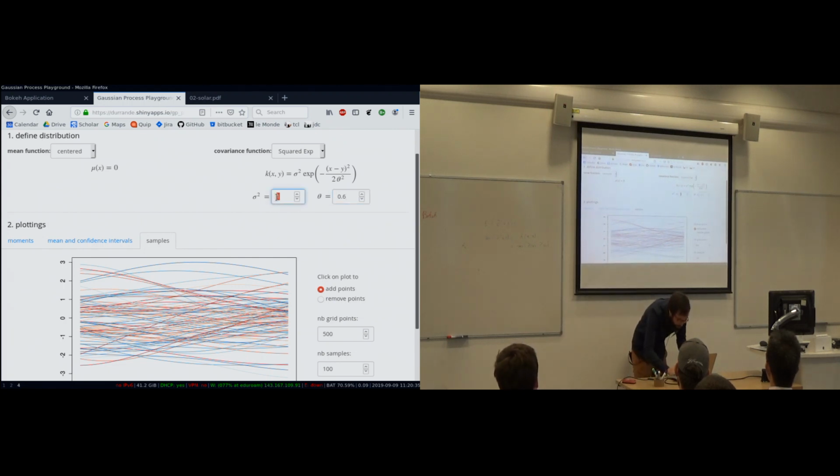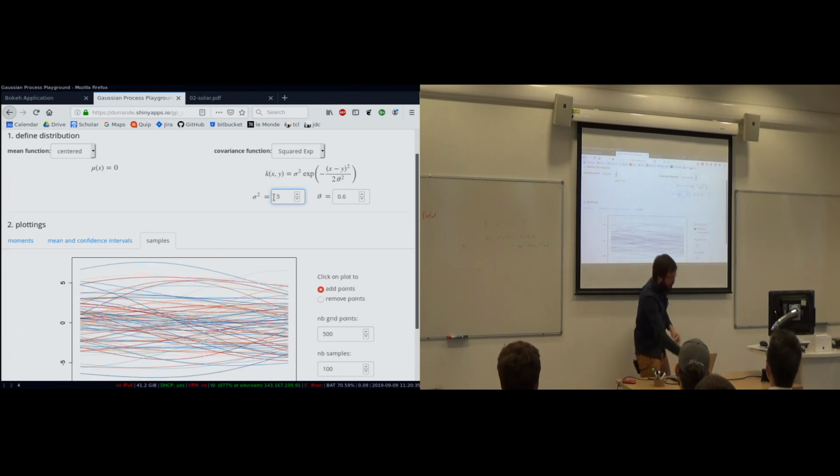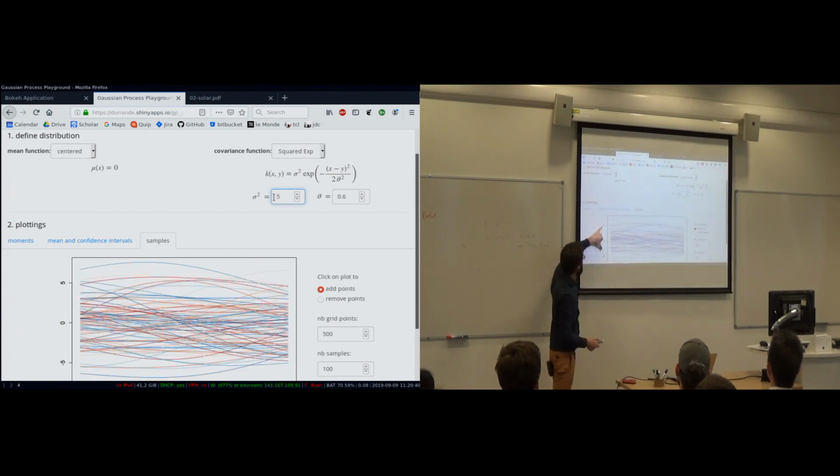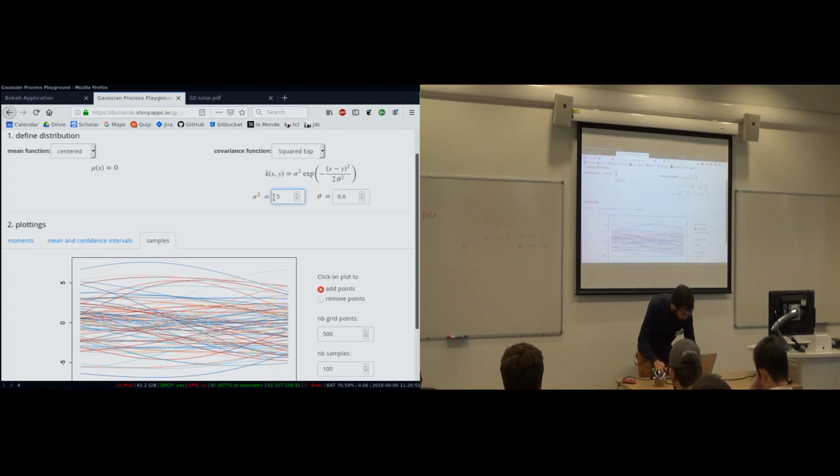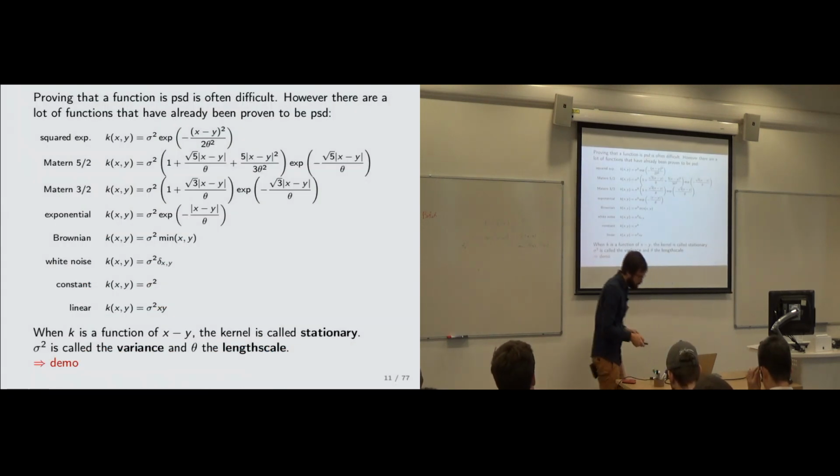And if we increase the variance, from 1 to 5, if you can see here, the range changes. So that's just a rescaling of the vertical axis to change the variance parameter. Any question on that? No? Keep going then.